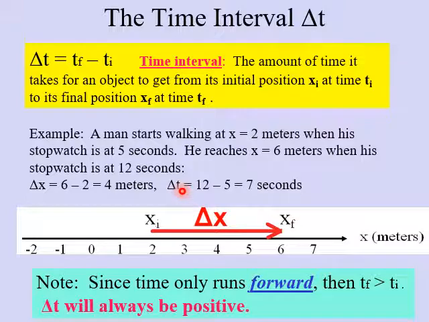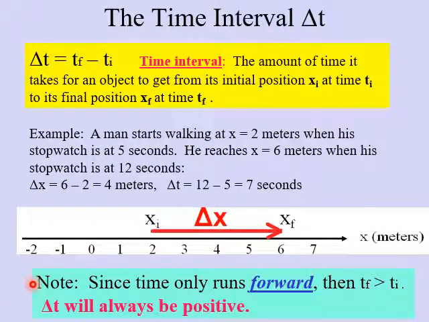Now the time interval, remember he stopped when his watch said 12 seconds, but he started over here when his watch said 5 seconds. All right, his watch had already been running for 5 seconds before he started walking. So the time interval for when he was walking here was 12 minus 5, or 7 seconds. All right, that just means he was walking for a total of 7 seconds.